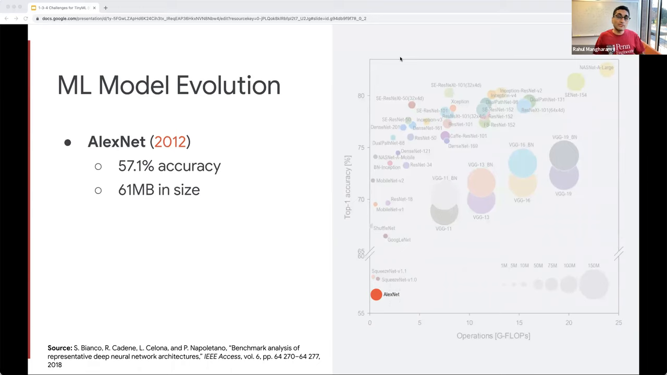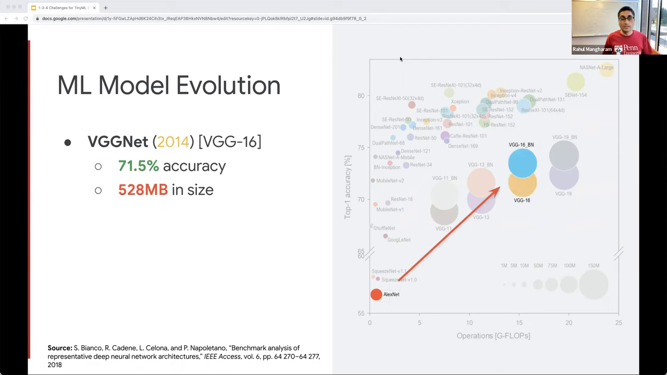So the first and foremost model that people refer to is AlexNet, which happened in 2012. It's basically trying to predict 1,000 classes from the ImageNet data set. We'll talk about these things in greater detail, but the key thing here is that it was able to get an accuracy of say 57.1%, and this model size was 61 megabytes.